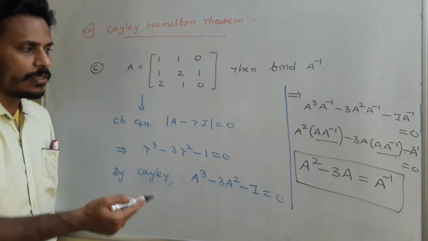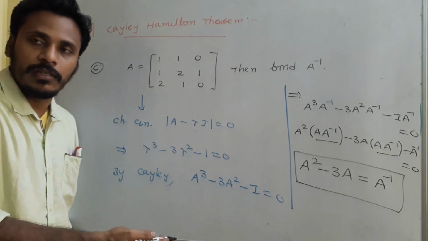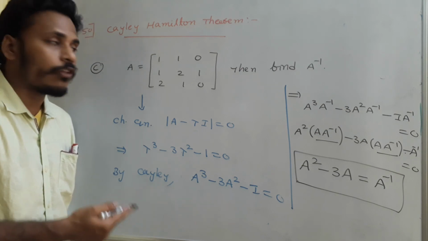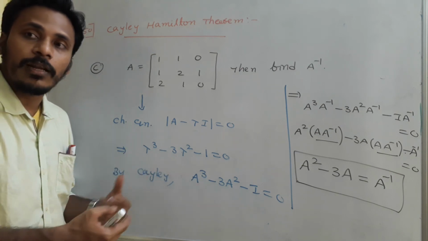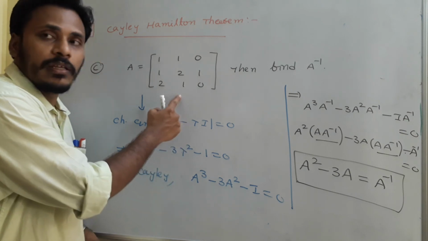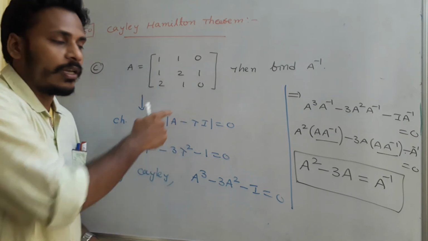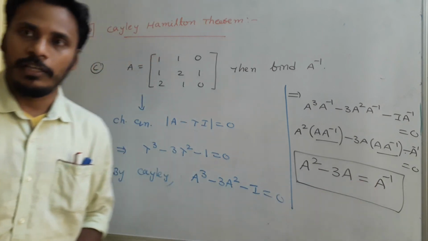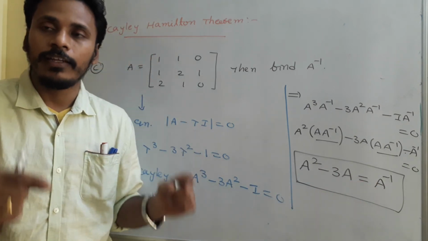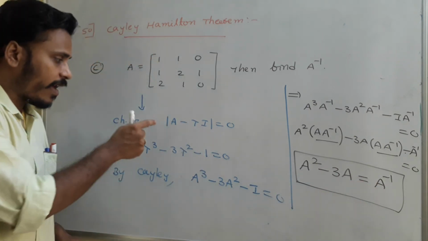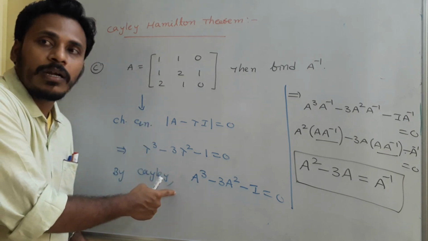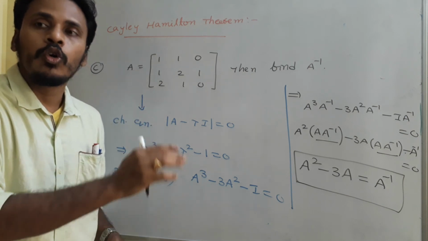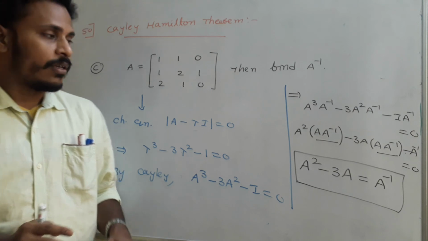Sometimes the options may say that A inverse is A square minus 3A. Then your task ends there. Or if you wish to have A inverse in terms of the elements, you just calculate A square and then calculate 3A, do the subtraction, and you will get A inverse. So to find the inverse of a matrix, the characteristic equation and the Cayley-Hamilton theorem is another tool. Just have a look.